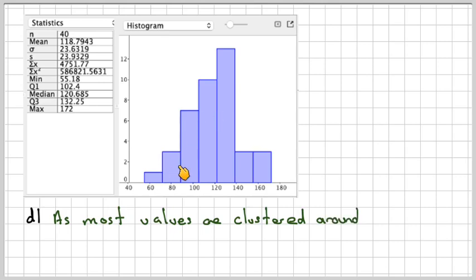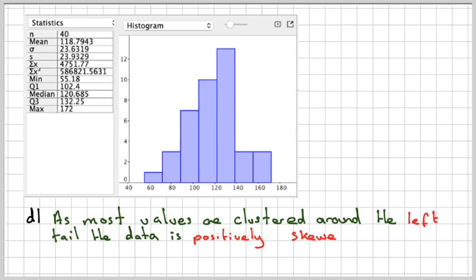Now, we're asked to describe the distribution. So most of the data is actually clustered on this side, believe it or not, and therefore around this left tail, and therefore this is said to be slightly positively skewed.